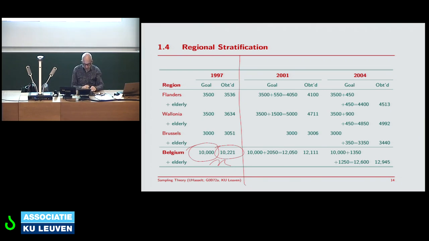But then the split of the 10,000 over the 3 entities, or 4 entities, or 5 entities, or who knows how many, that is sample allocation. What sample size do we allocate to each of the regions?